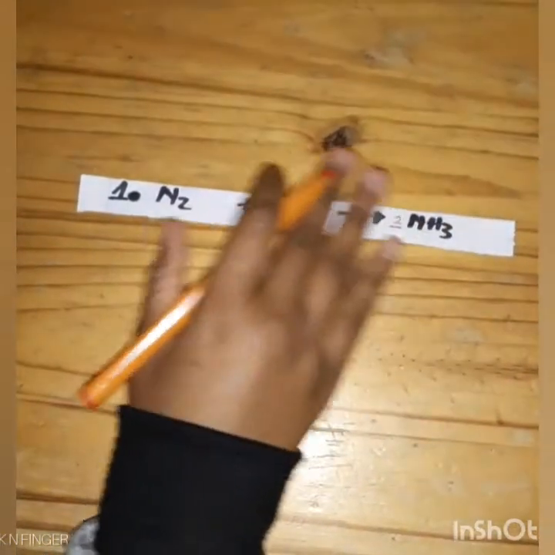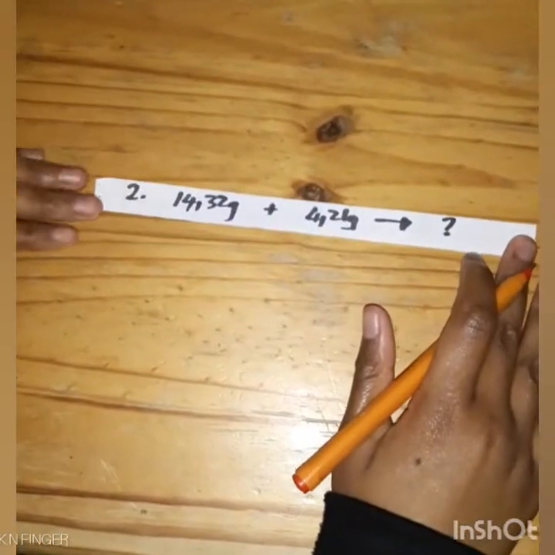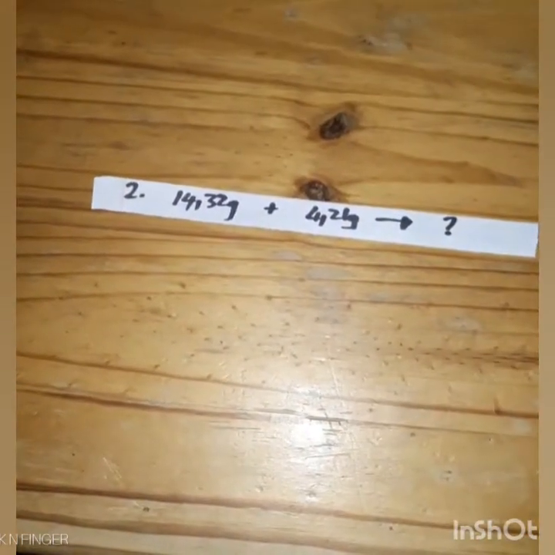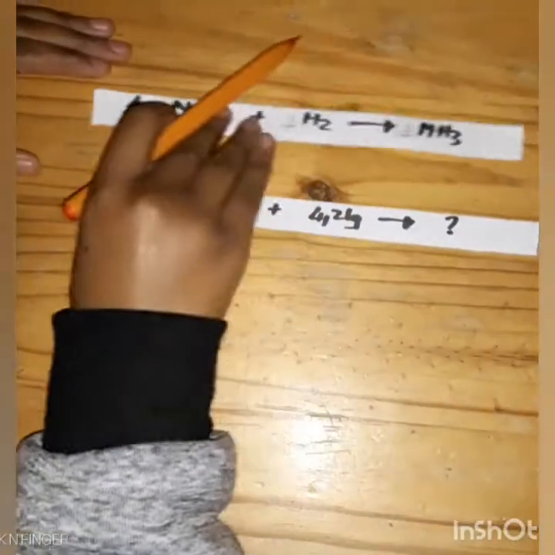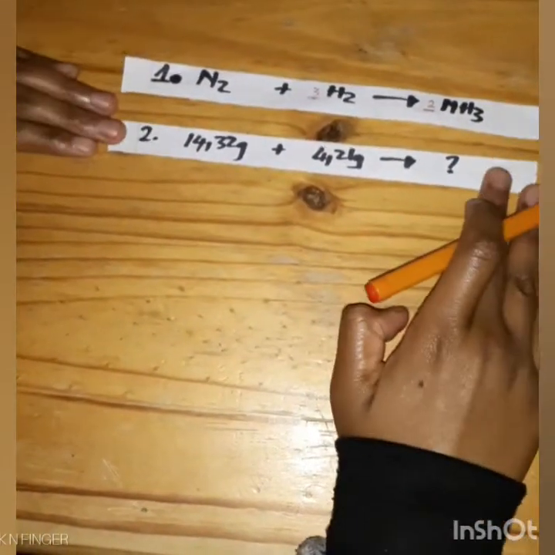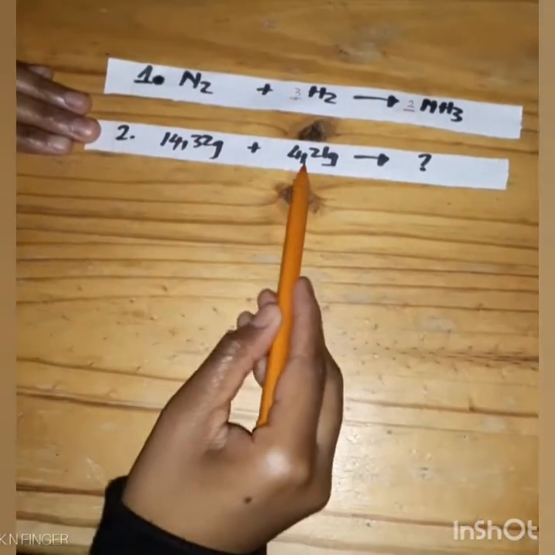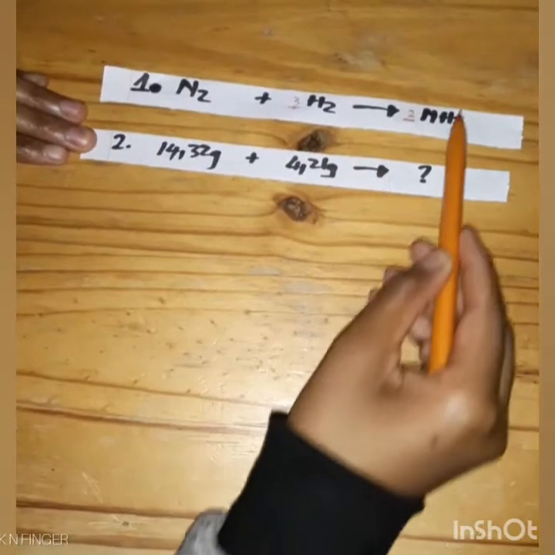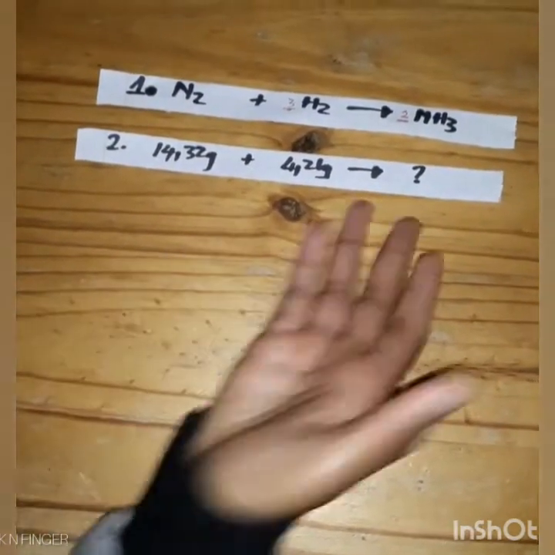All right, so the second step, you write down what is given and what is needed as a symbol. So this is what is given. Actually, let me put this here so that you don't get confused along the way. So you've got 14.32 grams of this, 4.21 grams of that, and this is what we want. Okay, so we put a symbol, any symbol that you prefer, so I prefer that one.